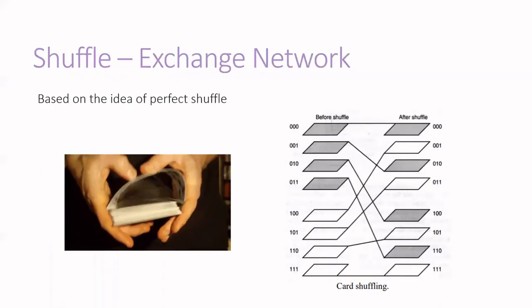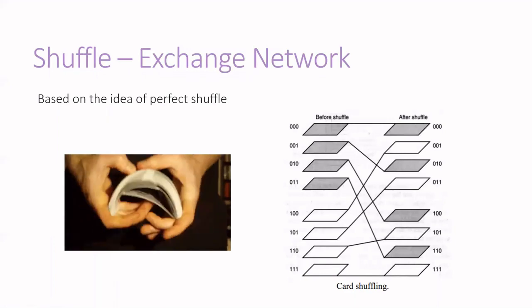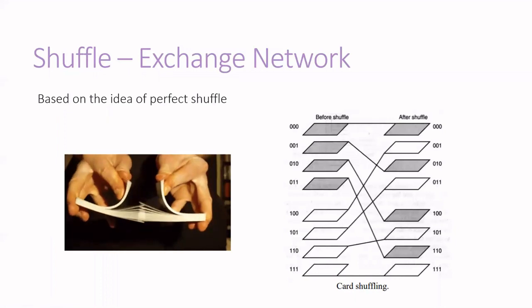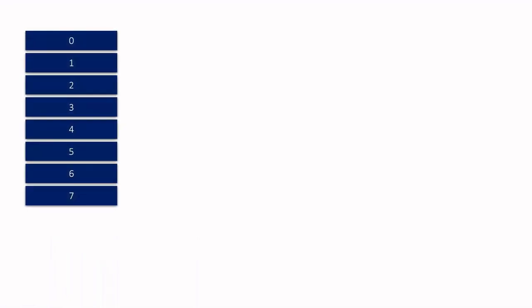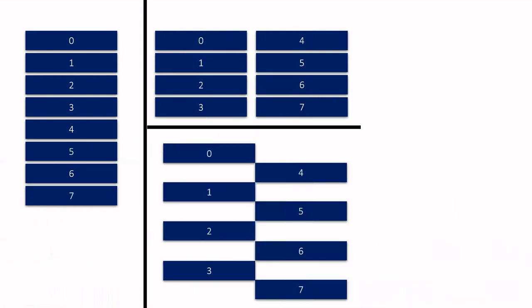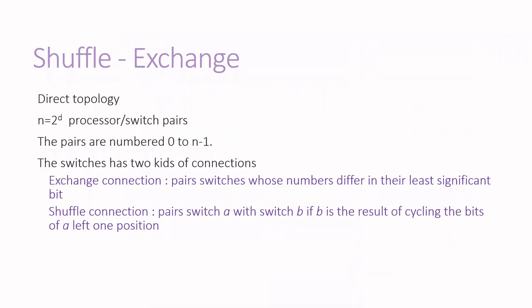The final architecture is the shuffle exchange network. This network is constructed based on the idea of a perfect riffle shuffle of cards. Imagine a set of cards well sorted. Now they are divided into equal halves, and shuffling the halves perfectly, each one after the other, gives us a perfect shuffle. So now let's see how a shuffle exchange network is built.